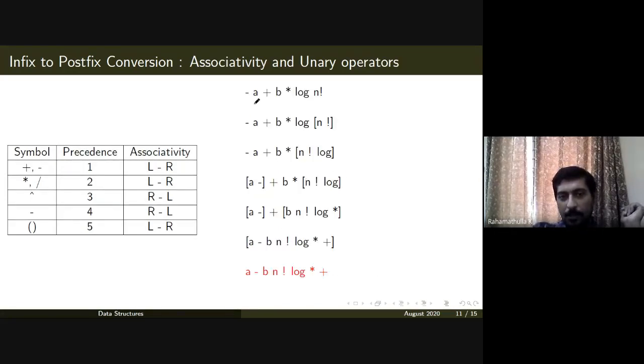Let's take an example which is having all these unary operators: minus a plus b star log n factorial. So here we have unary operators factorial, minus, and log. The associativity is from right to left, so you have to start from this side. So n factorial, that need to be done first. The postfix is same, n factorial. Then this unary operator log, n factorial log.